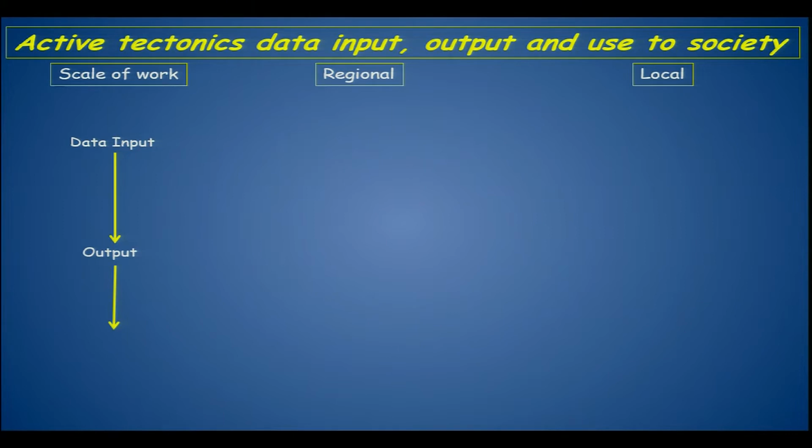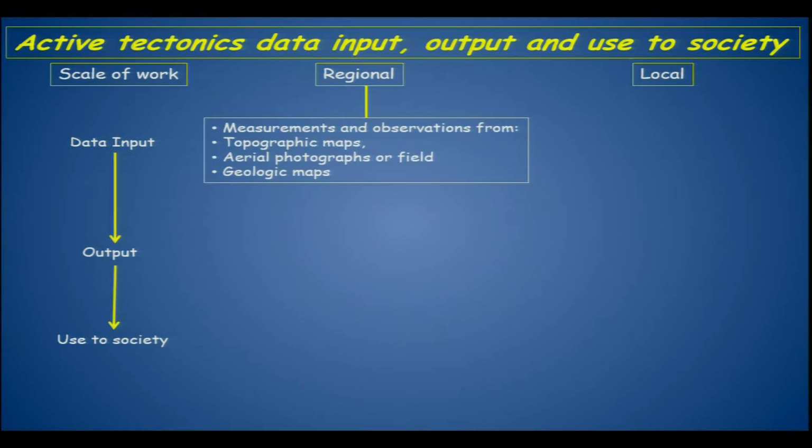Based on the output you can judge whether the area is safe or not, and if not safe, then what best precautions, remedies or strategies you should plan to make the area relatively safer. Then the data input, whatever data is available with us in terms of active tectonics or seismicity, with the scientific inputs, gives us outputs which are useful for the society.